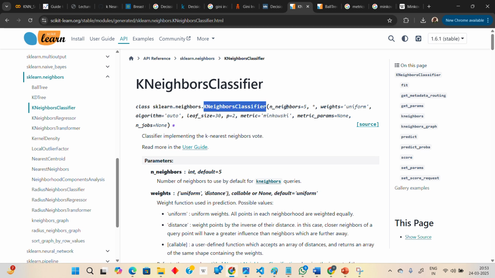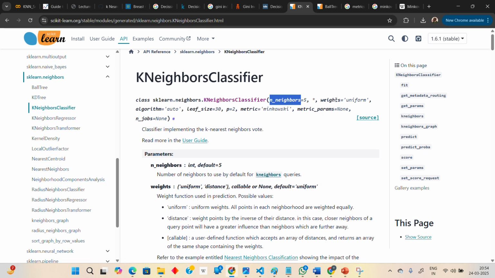Basically, it requires two things. K, nothing but n neighbors, by default is 5, and the remaining thing is obviously p, by default Euclidean. P equal to 2 means Euclidean distance. If you insert p equal to 1, then it will take the Manhattan distance. So it is up to you. You can try different parameters and check which one is really giving the best accuracy, and consider that. And you can explore the remaining things.